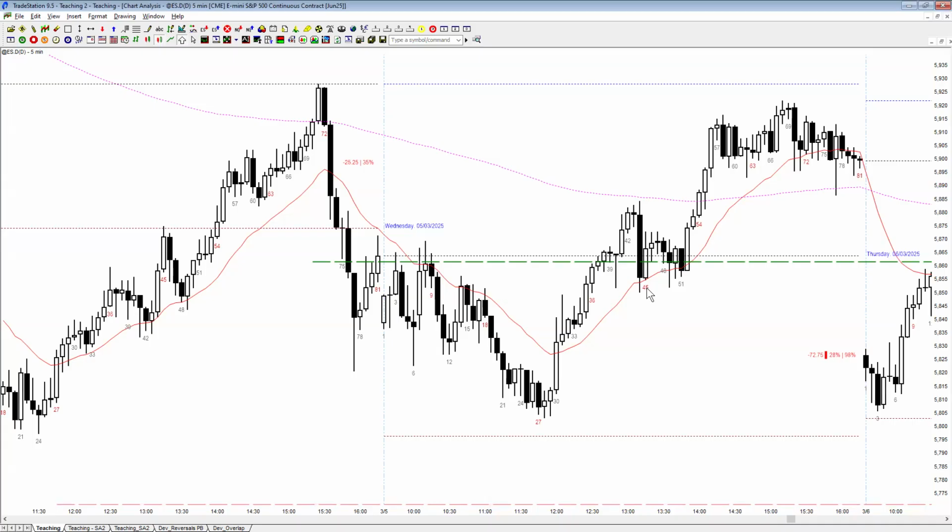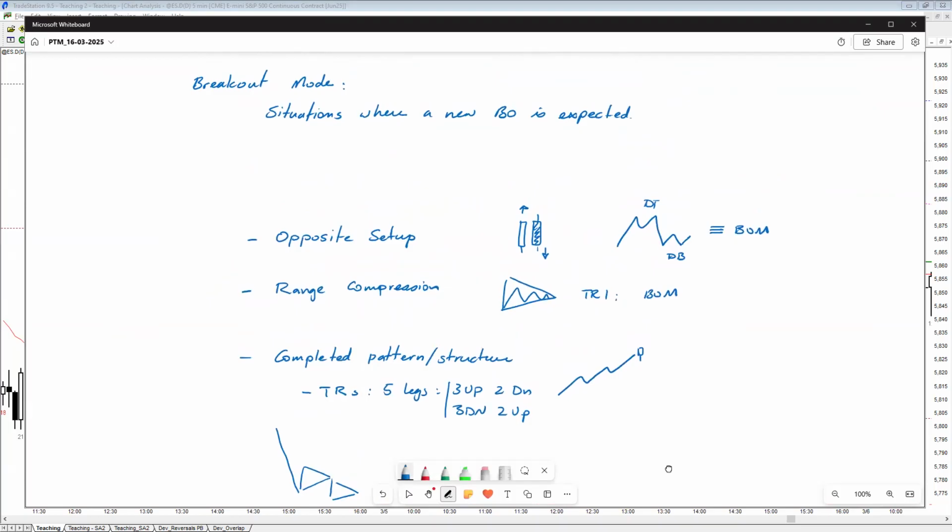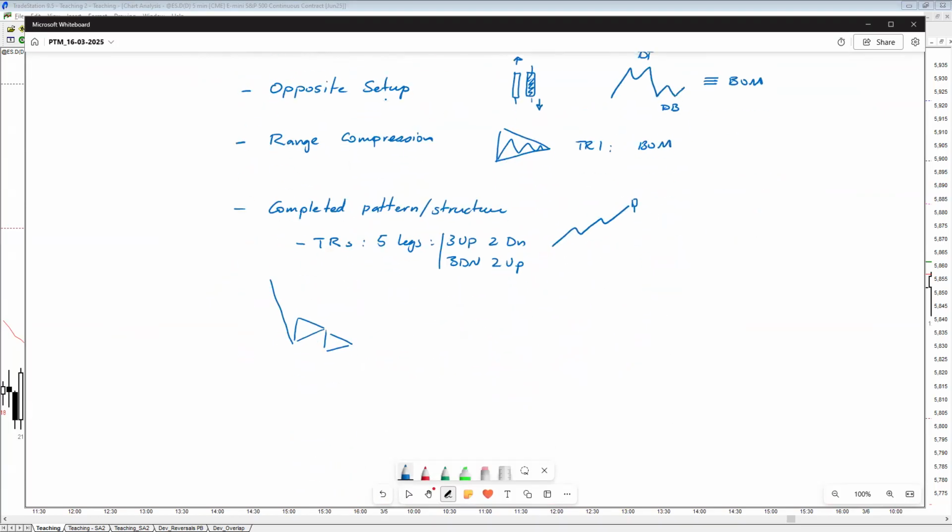Okay. But if you were to define breakout mode in very specific, mathematical language, what would you say would be the exact definition? Would it be like the probability of a measured move up is less than 40%, or what would that definition be? That comes from the context, not from breakout mode. Breakout mode means one of these 3 or 4 situations here. There's either an opposite setup, there's range compression, or there's a complete pattern or structure. And now the market is looking for a response.